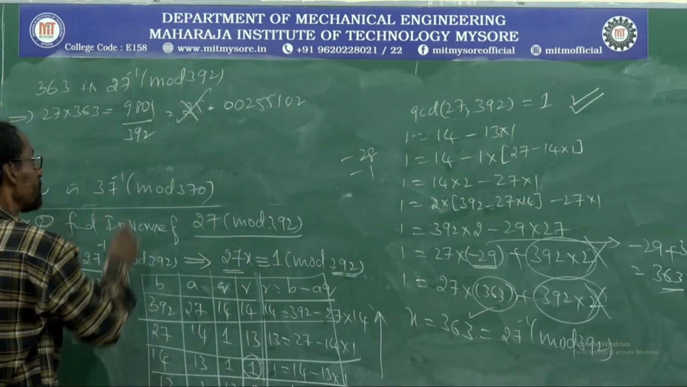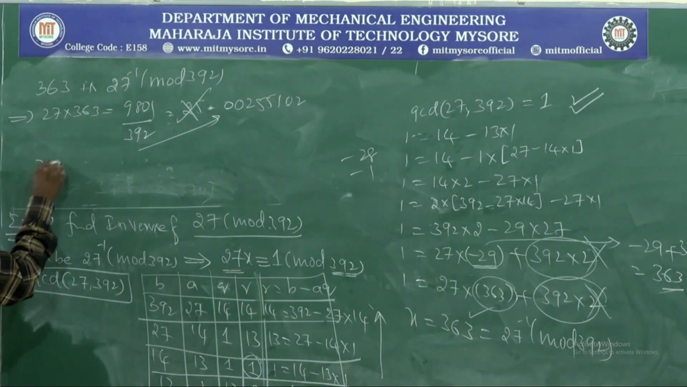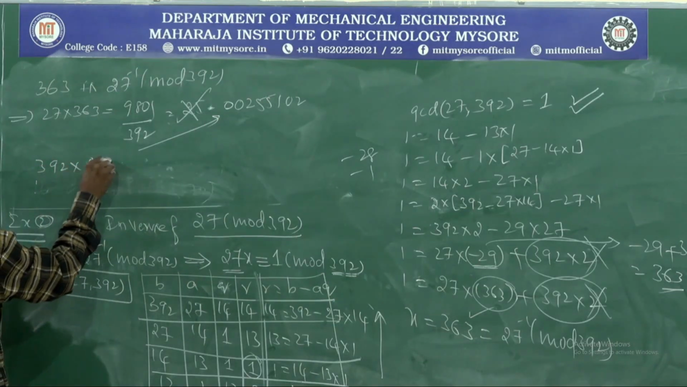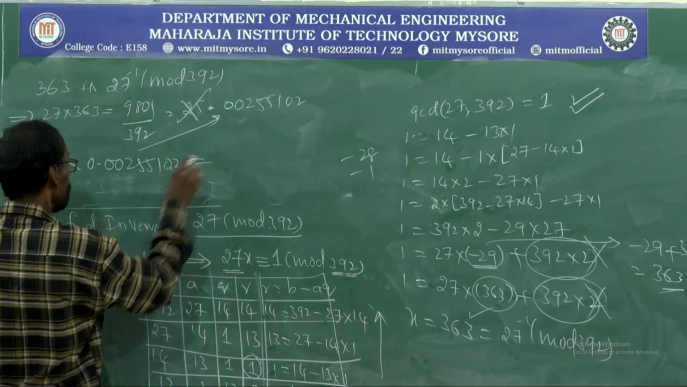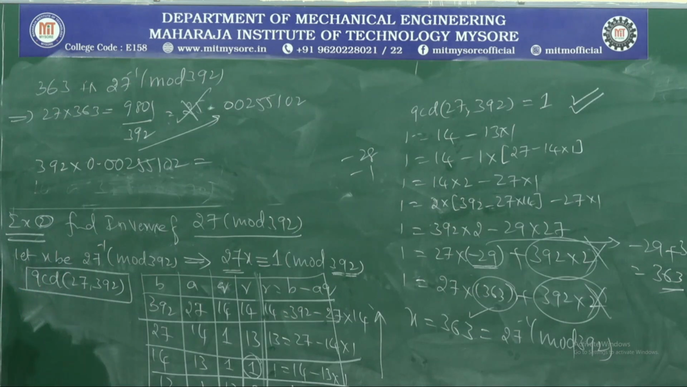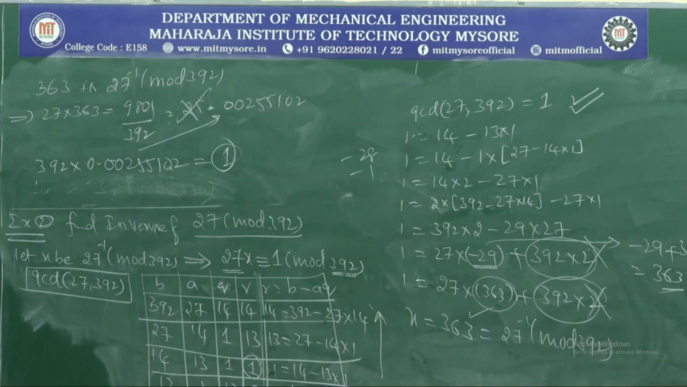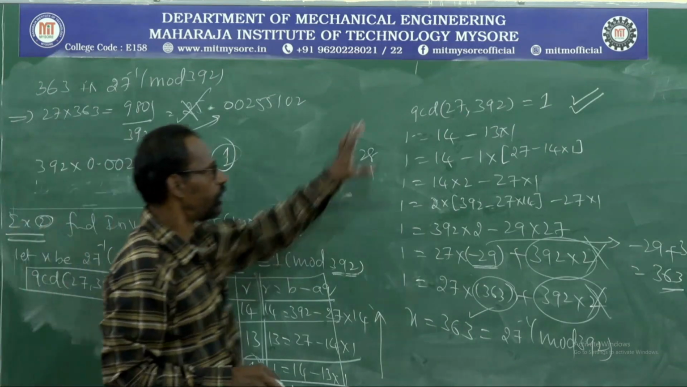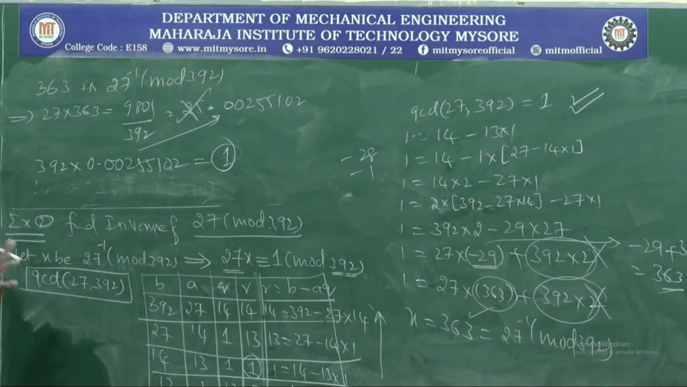I got 25.00255102. Leave the integer part and just multiply the decimal part, 0.00255102, into 392. You are expecting the answer to be 1. Yes, the answer is 1. See the beauty. Once you have a nice control on the flow, nowhere do you go out of track. You can enjoy every part.